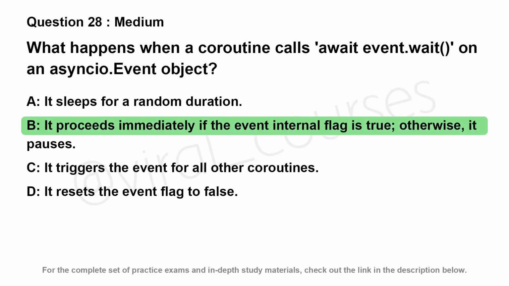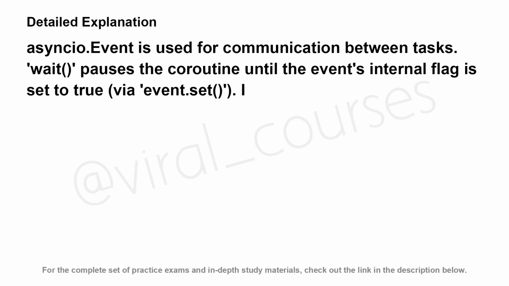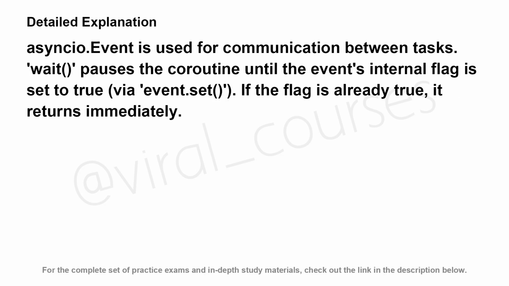The correct answer is B. asyncio.Event is used for communication between tasks. Wait pauses the coroutine until the event's internal flag is set to true via event.set(). If the flag is already true, it returns immediately.